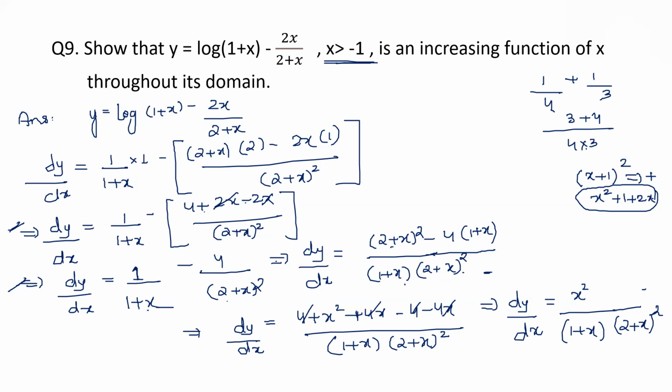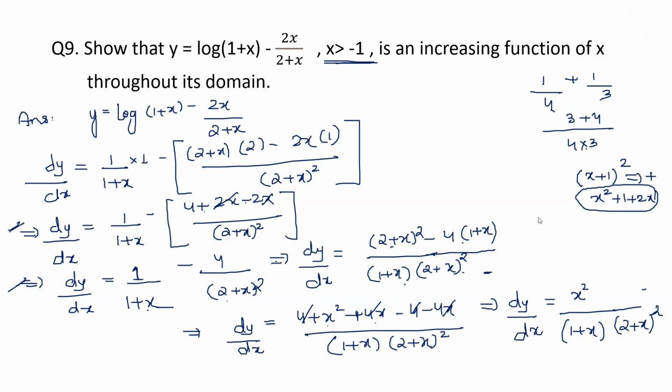So can you explain that last part? Yes, I can. Last step. So here we have taken the LCM. Here we have opened the bracket now in the numerator. So 2 plus x square, a square plus b square plus 2ab. Then open this bracket, minus 4x. So this minus 4x can be cancelled out, 4 and 4 can be cancelled out. So you will get x square by 1 plus x into 2 plus x whole square. Is it clear?